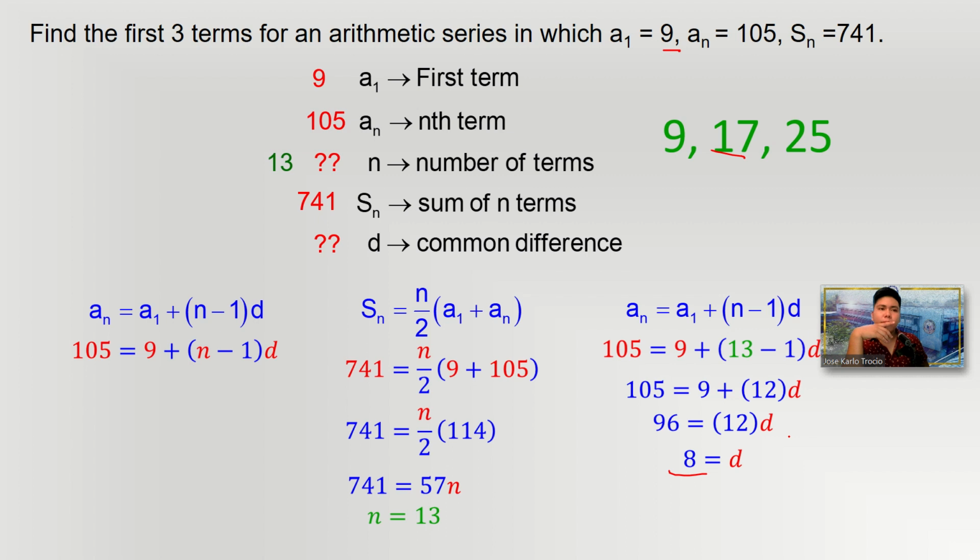So let us find the first three terms for an arithmetic series in which a sub 1 is equal to 9, and a sub n is equal to 105, s sub n is equal to 741.